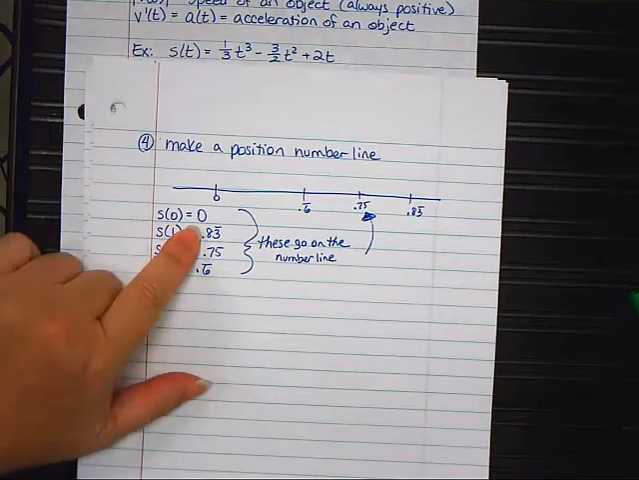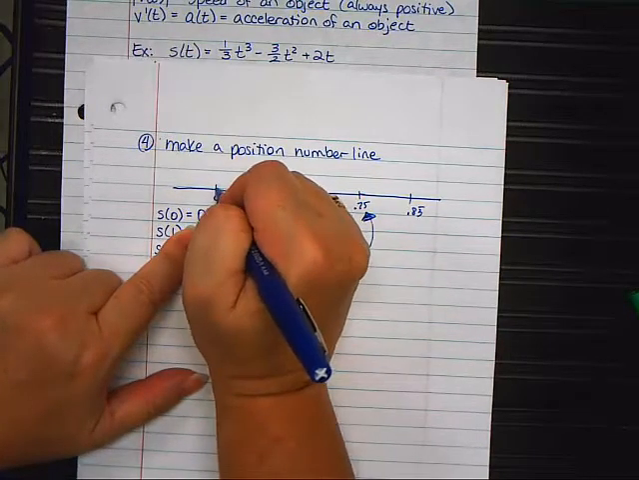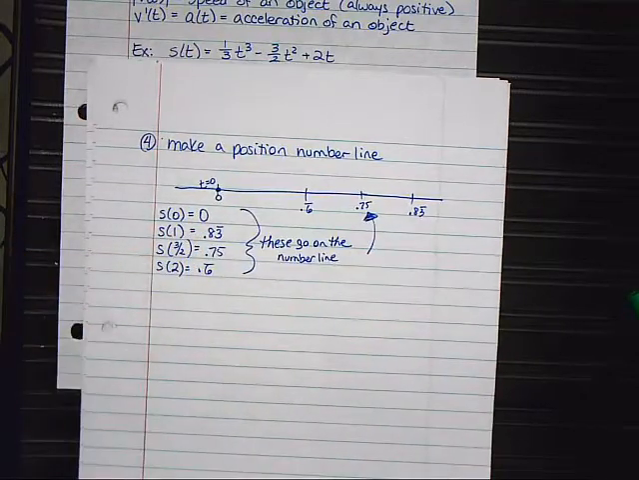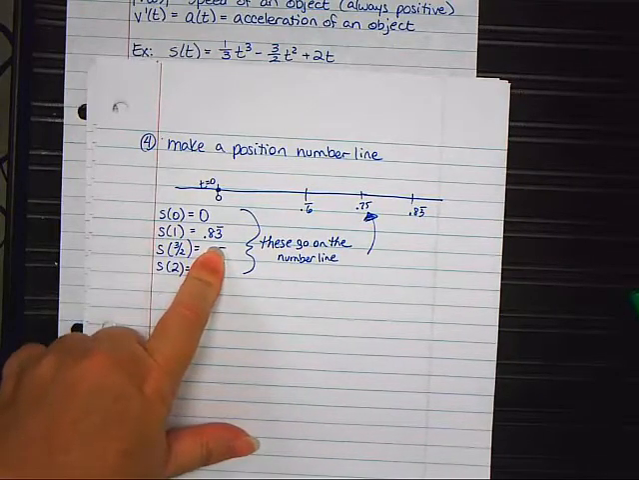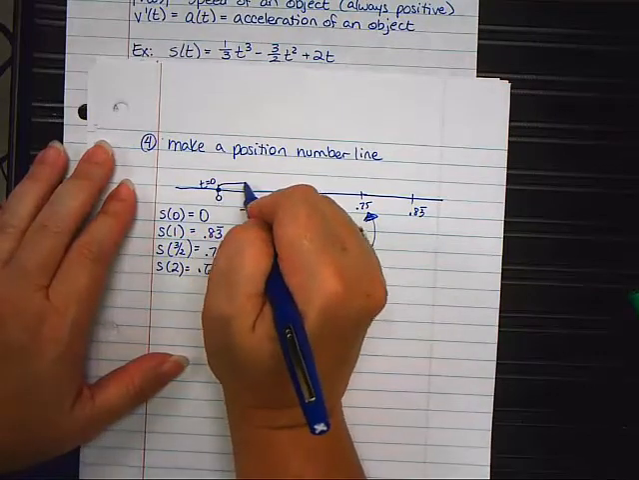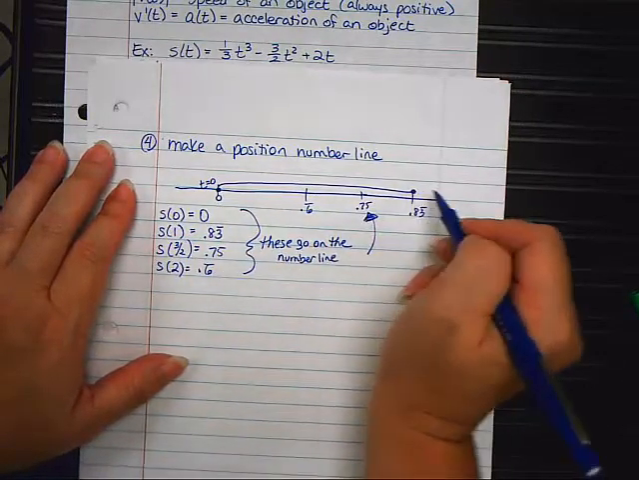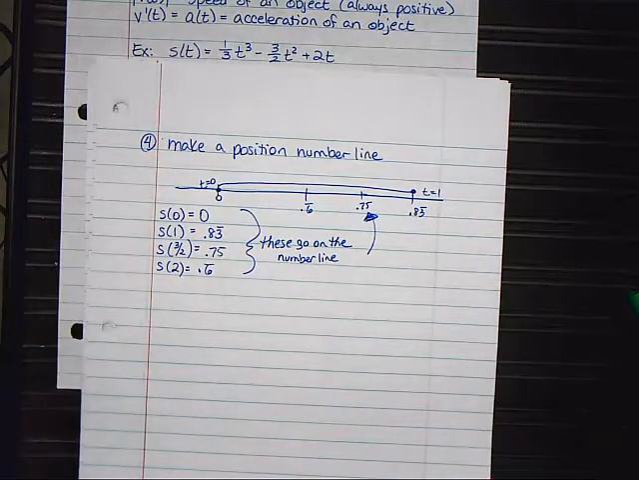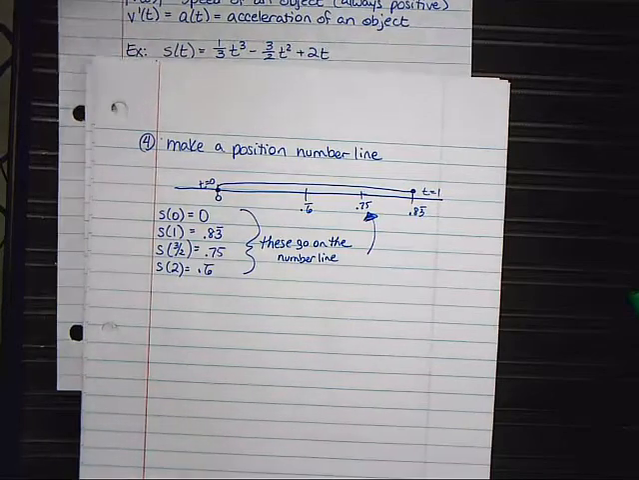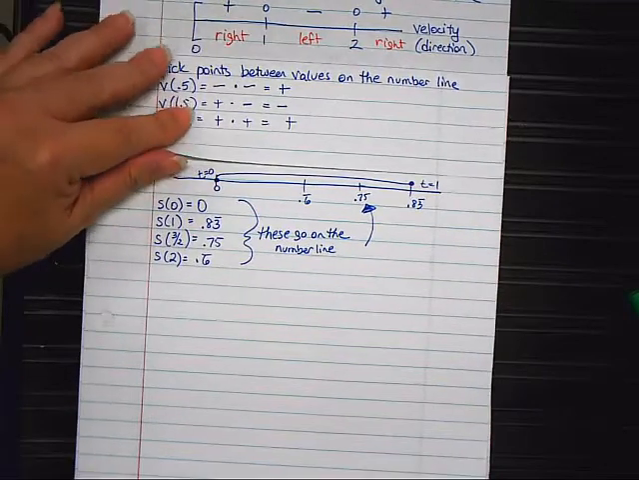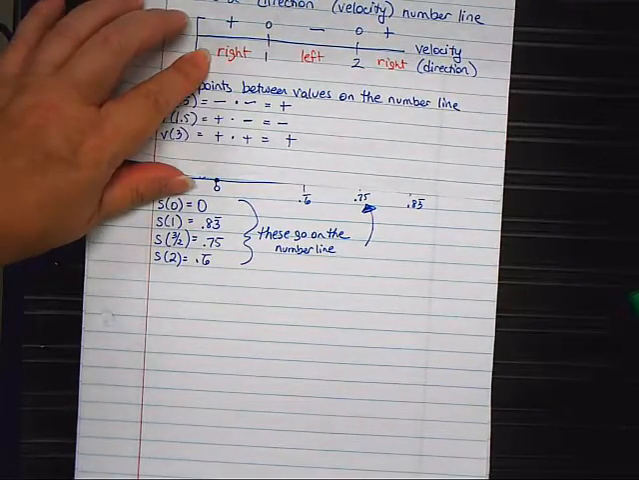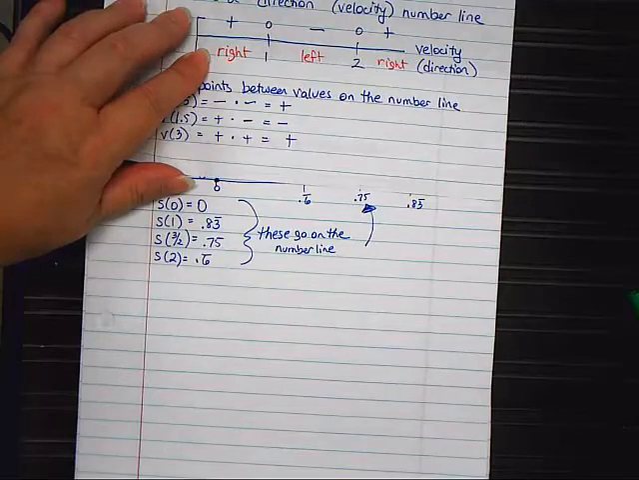Okay? So at time 0, it's at 0. So we're going to put a dot right at 0, go off to the side and put t equals 0. Then at time 1, it's all the way over at the other end, at s equals 0.83. So we're going to draw a line up, go over to here, put t equals 1 right there. Now, according to the velocity number line that we made right here, which direction was it supposed to go at first? It was supposed to go to the right. Did I go to the right? Yes, I did.